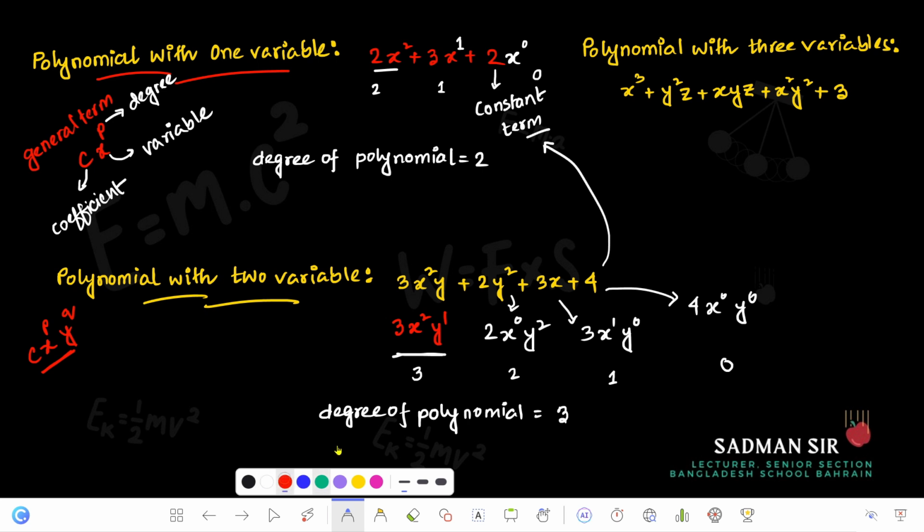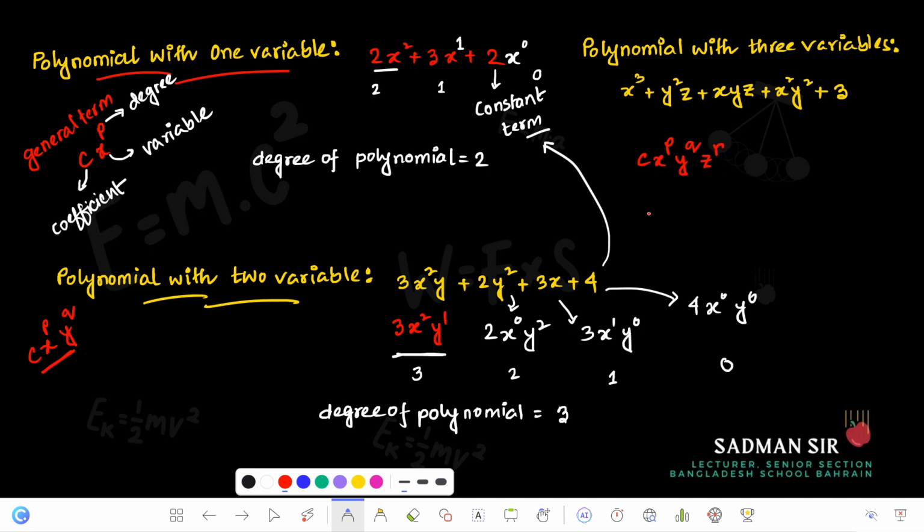Now if I want to write the general term for this one, we know that there is a coefficient, and then we have the three variables, that is x, y, z, and each of them will have some degree, so you consider them to be p, q and r.